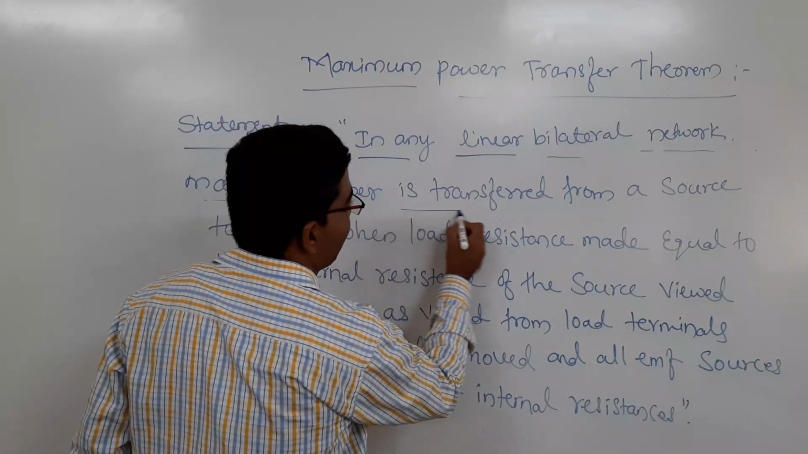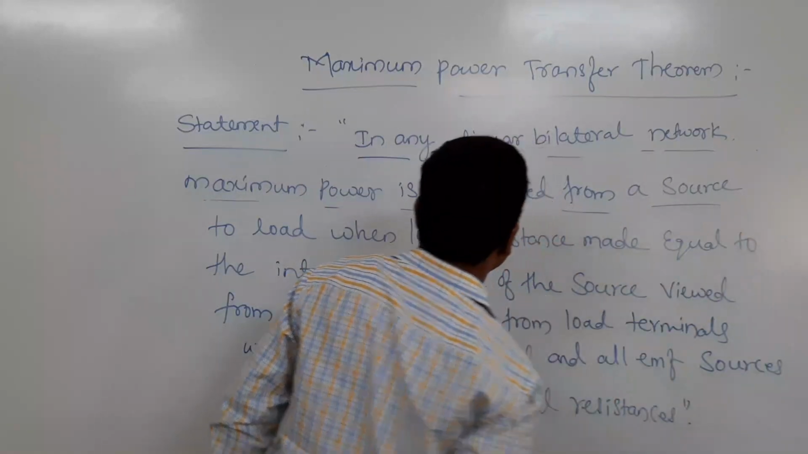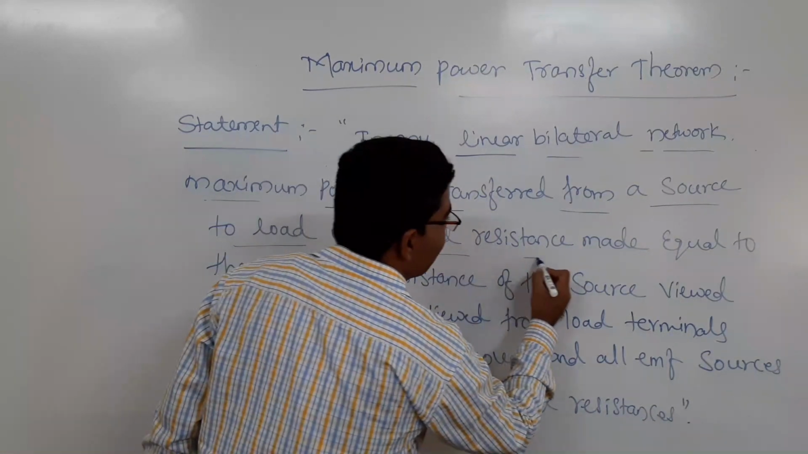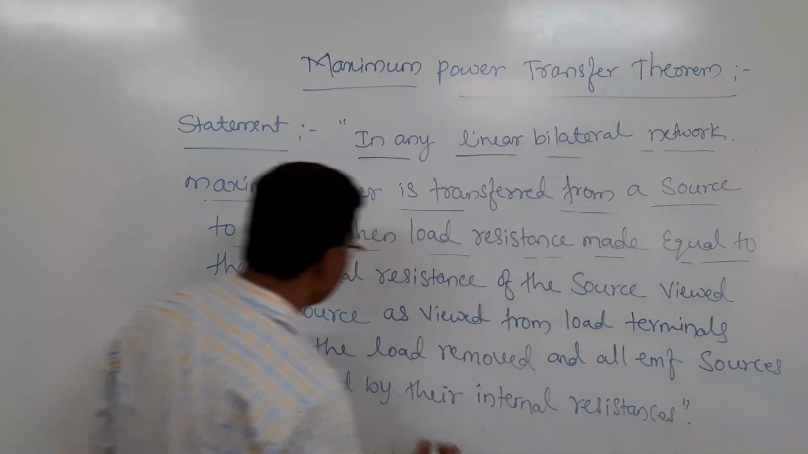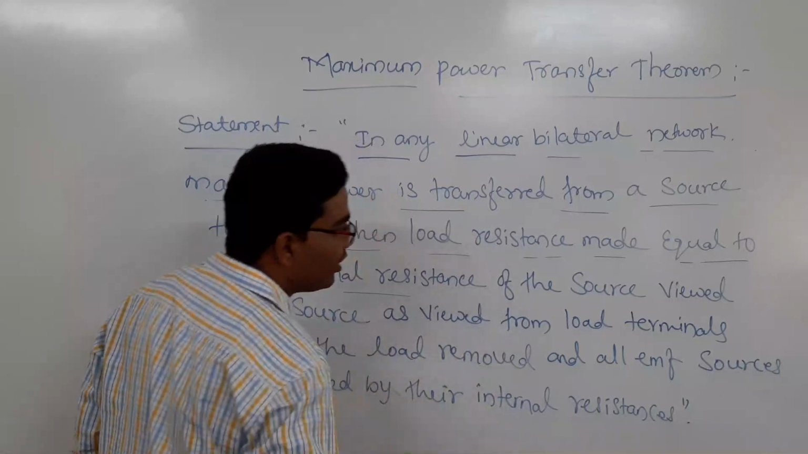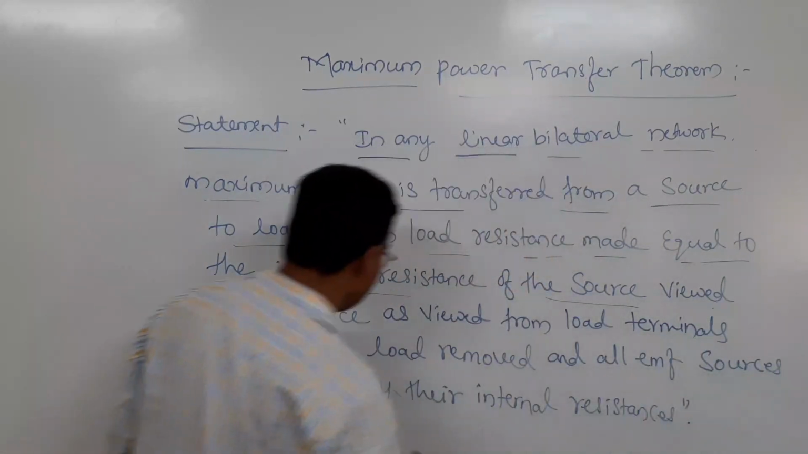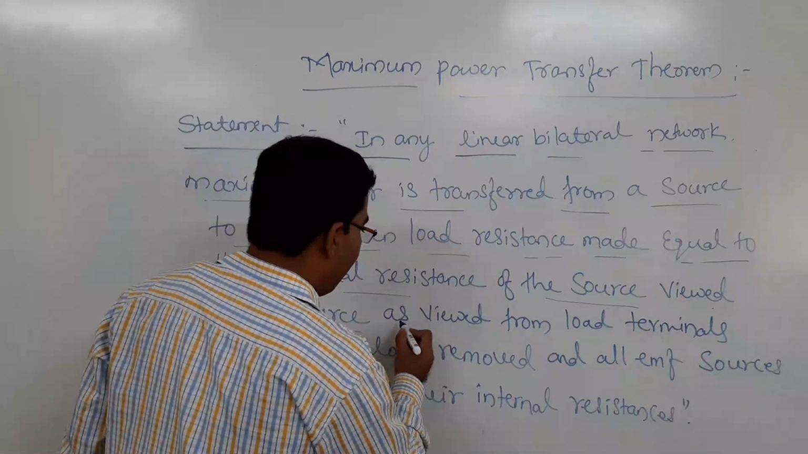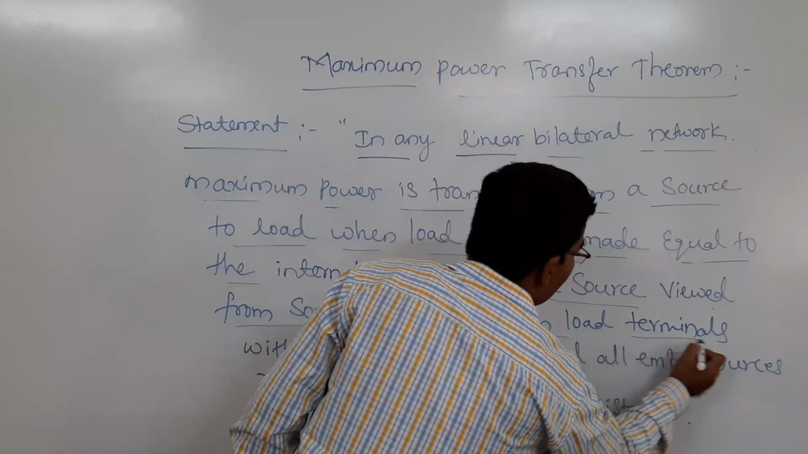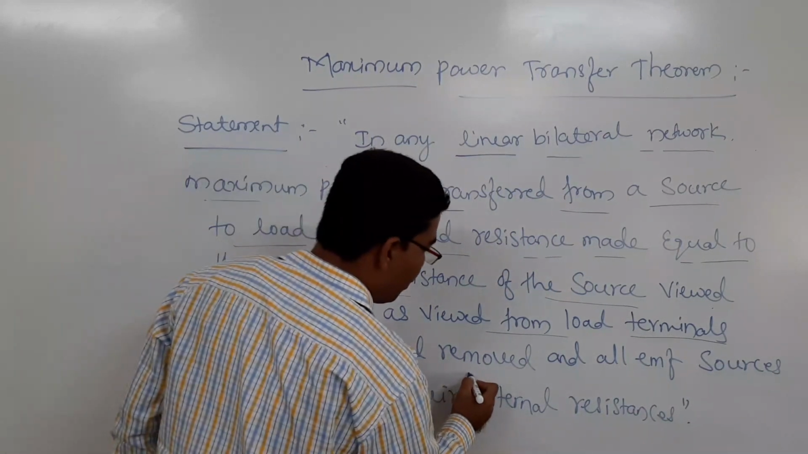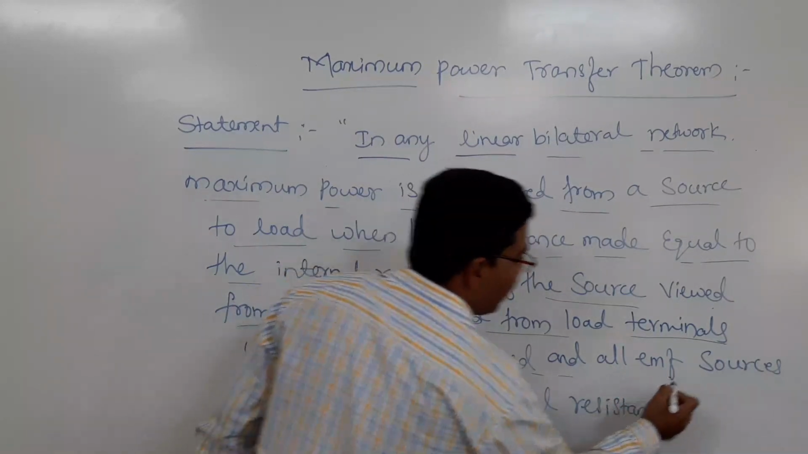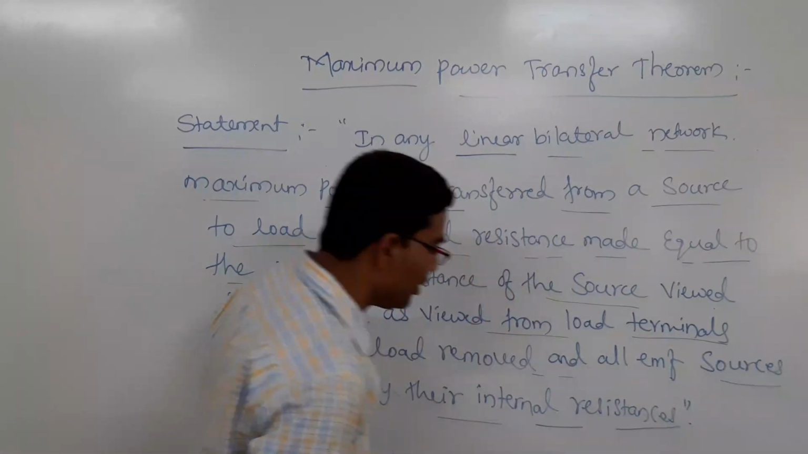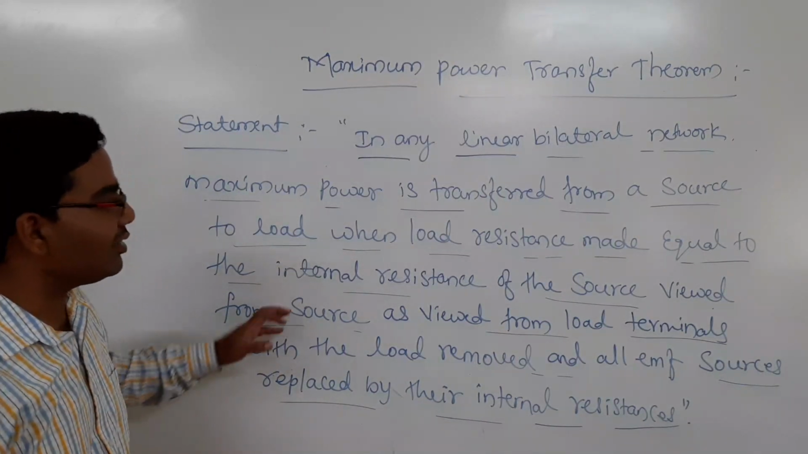maximum power is transferred from a source to a load when the load resistance is made equal to the internal resistance of the source, as viewed from the load terminals with the load removed and all EMF sources replaced by their internal resistances. So what is the meaning of this?